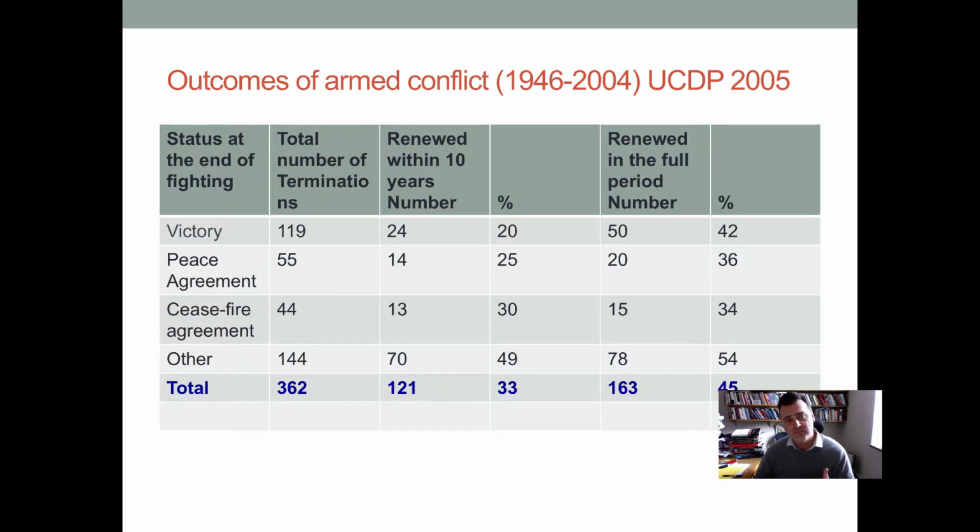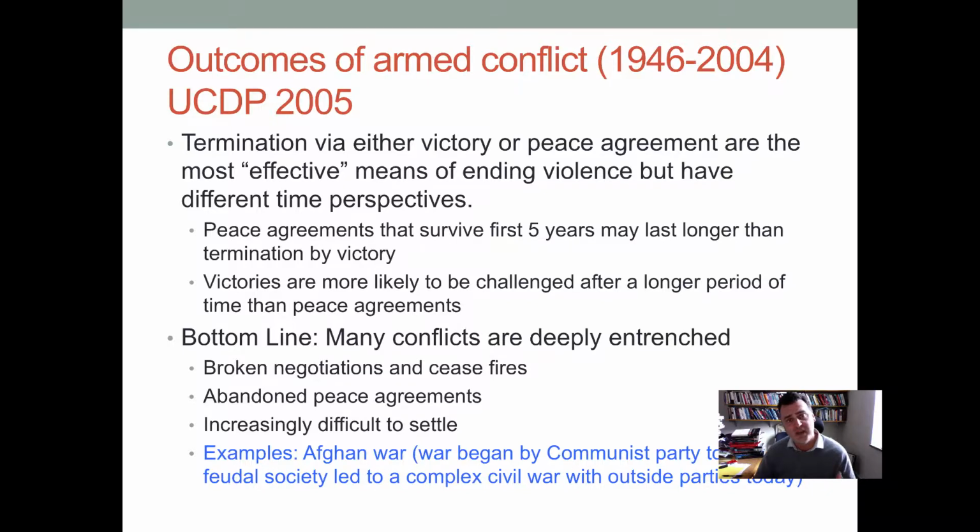You see that termination by either victory or peace agreement are the most effective means of ending violence, but have different time perspectives. Peace agreements that survive the first years may last longer than termination by victory. And victories are more likely to be challenged after a longer period of time than peace agreements. Now, why is that? Well, if one side wins, that means that the other side will have lost.